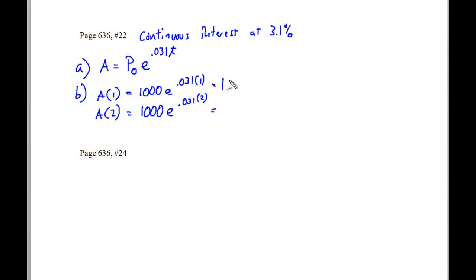So this is going to be $1,031.49, because we are rounding to the nearest penny, and this is $1,063.96.